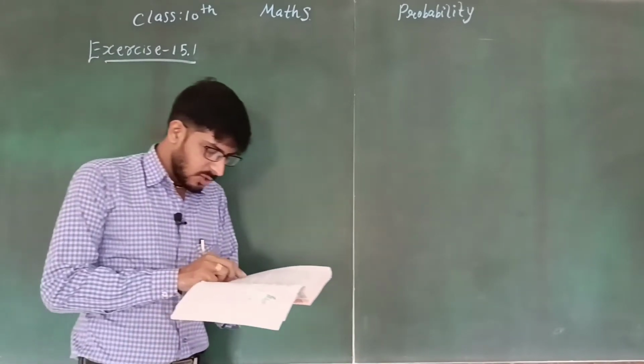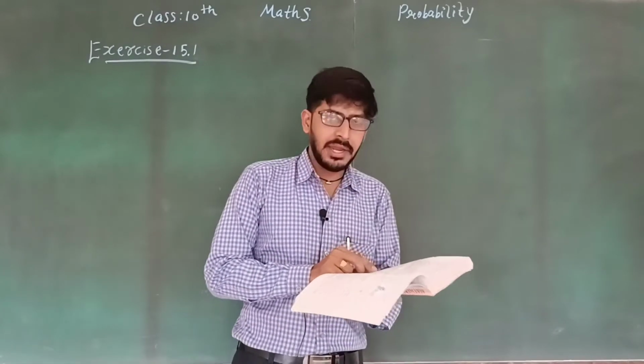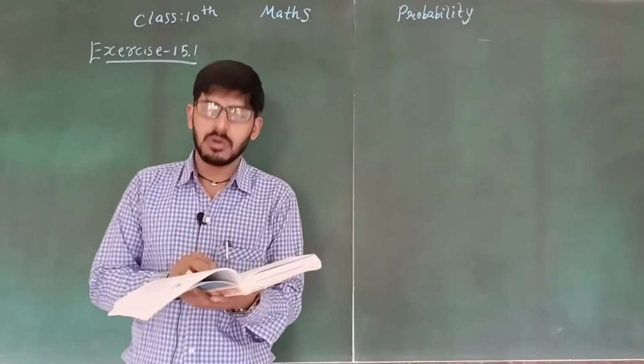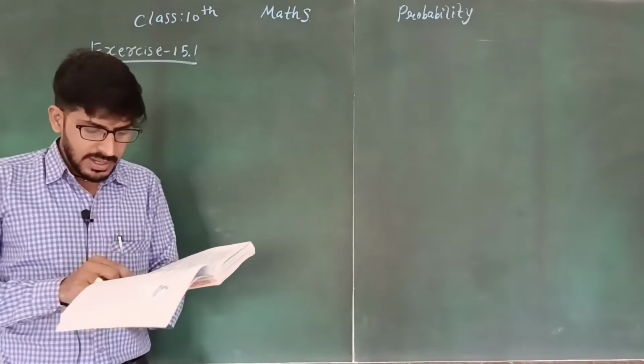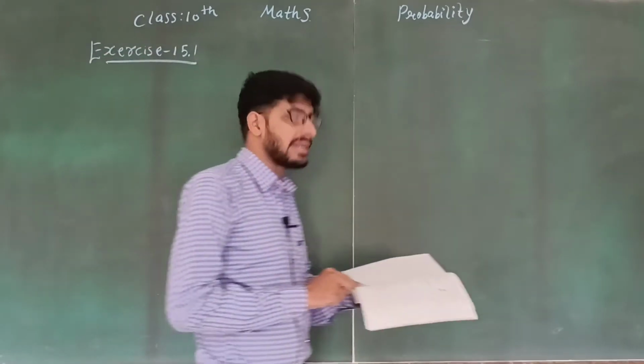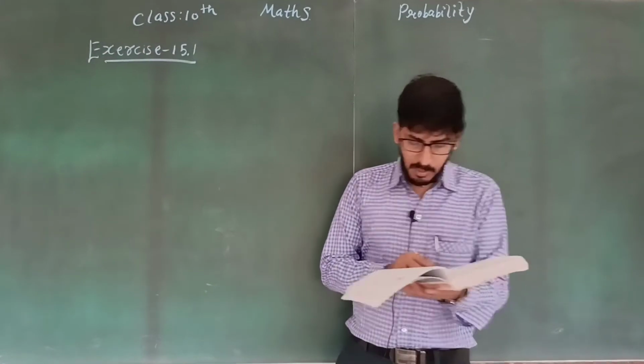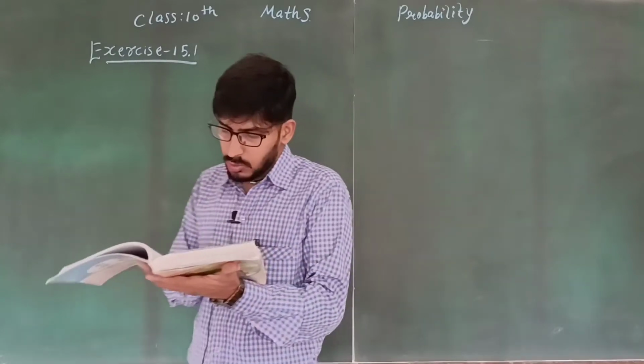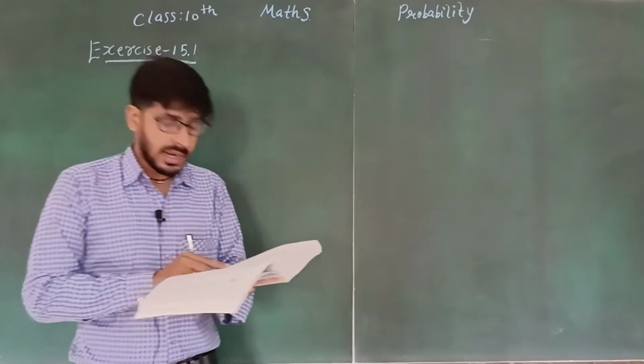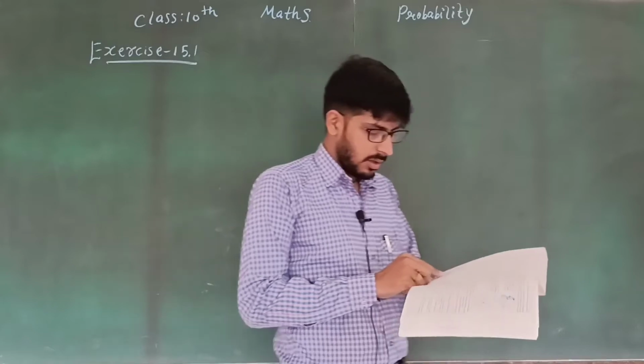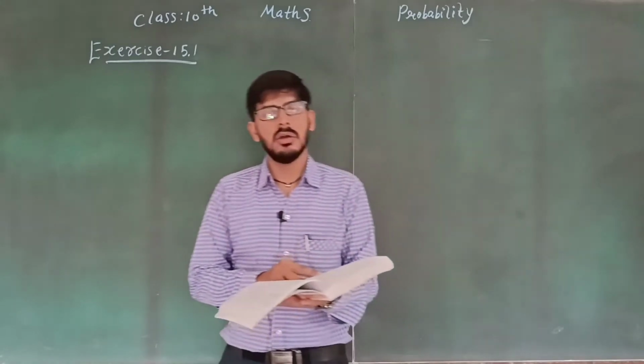Okay, next question number 9. A box contains 5 red marbles, 8 white marbles and 4 green marbles. 1 marble is taken out of the box at random. What is the probability that the marble taken out will be first red, second white and third one is not green?